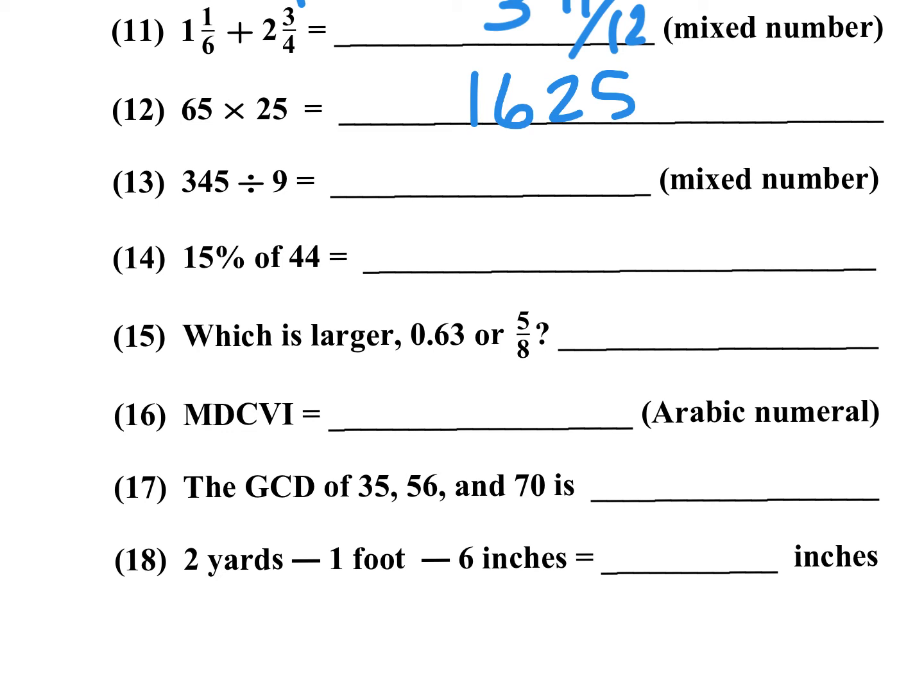So number 13, 345 divided by 9 is what mixed number? Well, let's find the remainder first. 5 plus 4 is 9, plus 3 is 12. So the sum of the digits is 12. 12 divided by 9 gives you 1, remainder 3. 3 9ths is actually 1/3. So then I have to carry a 1, and I add 3 plus 4 is 7, plus 1 is 8, and then bring down the 3.